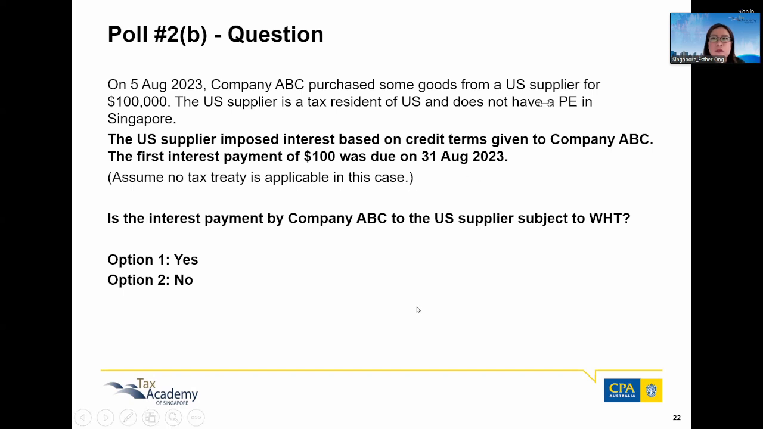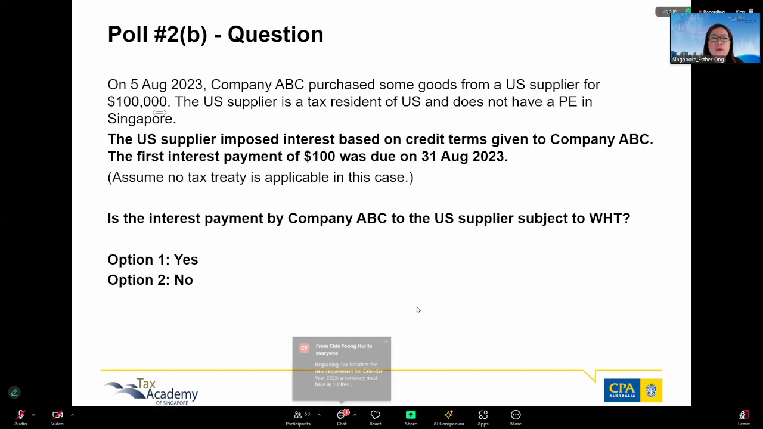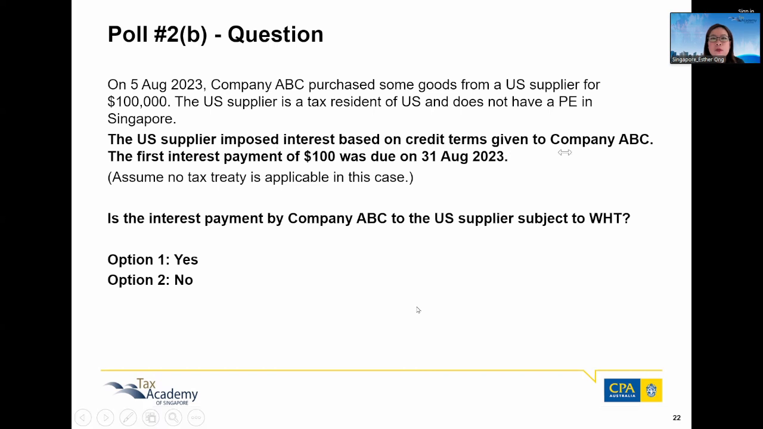Okay, let's try another question. On 5th August 2023, company ABC purchased some goods from a US supplier for $100,000. The US supplier is a tax resident of US and does not have a PE in Singapore. The US supplier imposed interest based on credit terms given to company ABC.